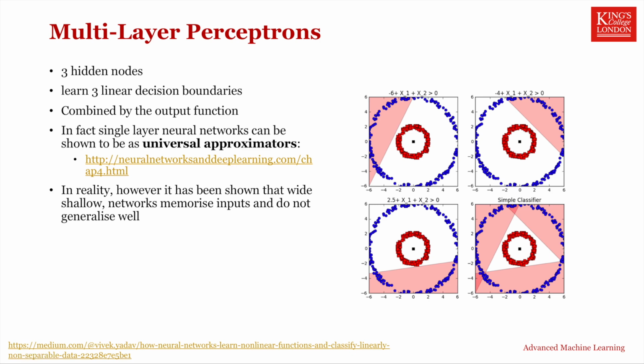While, however, this is theoretically true, it has been seen that wide networks, so ones with many neurons in each layer, have a tendency to memorize inputs and not generalize well. Further, training deep networks which create hierarchical descriptions of data can be particularly useful for problems such as image recognition and classification.